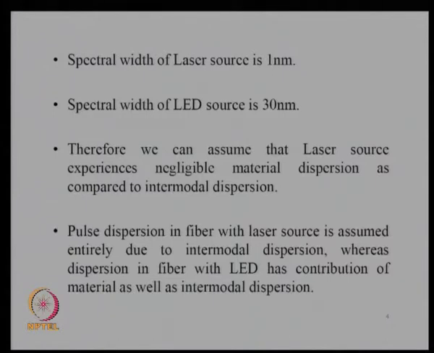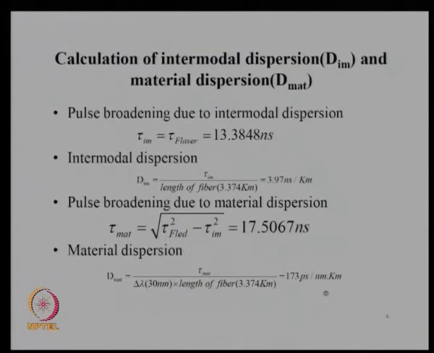Now we know that the spectral width of the laser source that we used is 1 nanometer, whereas the spectral width of LED source is 30 nanometers. Therefore, we can assume that the laser source experiences negligible material dispersion as compared to intermodal dispersion because of its narrow spectral width. So, pulse dispersion in fiber with laser source is assumed entirely due to intermodal dispersion, whereas dispersion in fiber with LED has contribution of material as well as intermodal dispersion. We will now use this information to calculate the intermodal dispersion and material dispersion in the fiber.